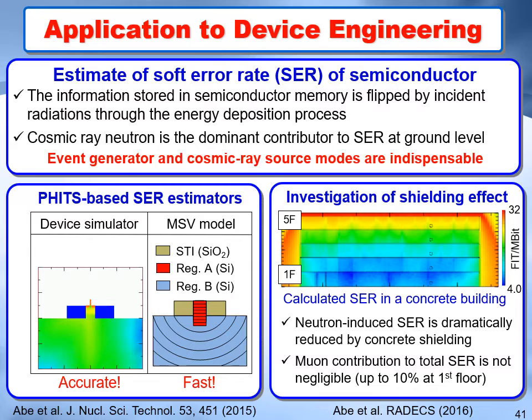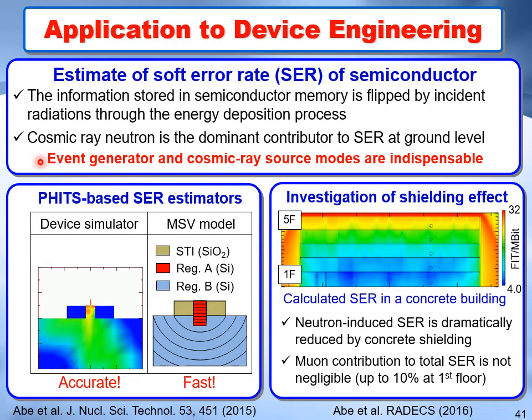Next application is to device engineering. PHITS has been used in the estimation of soft error rate of semiconductors, where the information stored in semiconductor memory is flipped by incident radiation through the energy deposition process, and it is known that cosmic ray neutron is the dominant contributor to SER at ground level. So, event generator and cosmic ray source modes are indispensable for this estimation.